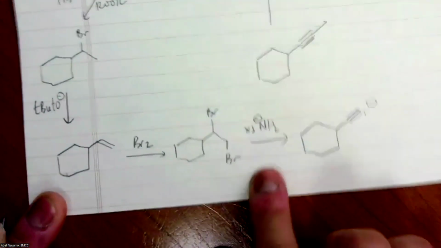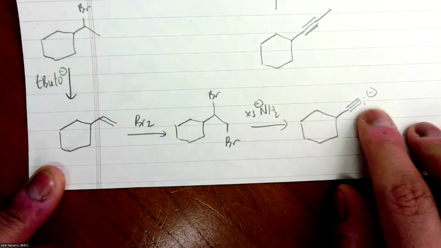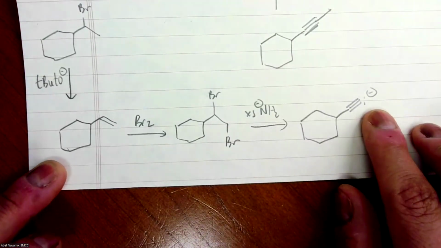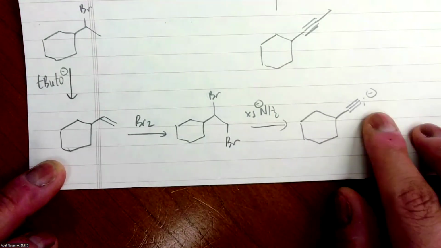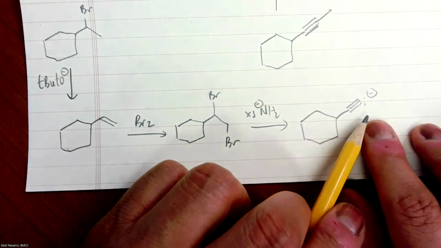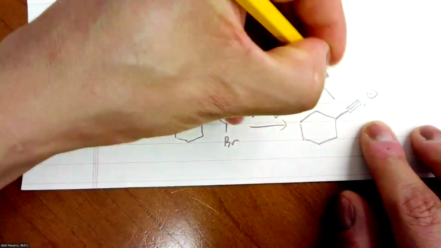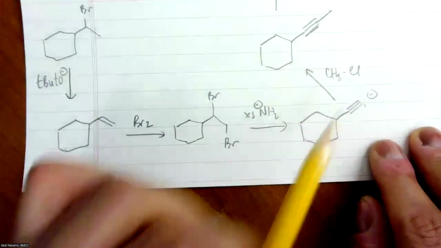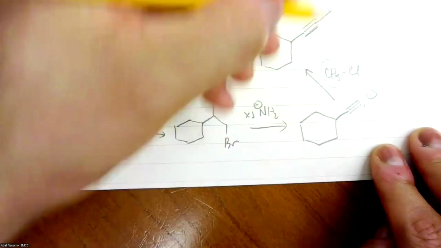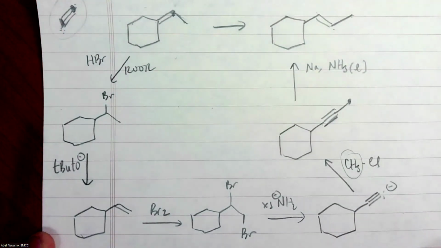Okay, excess amide. Now, do I need to add water? Professor, you said water before. Yes, I said water before if you want to make the neutral alkyne. But in this case, actually, I want to make the alkynide. Why? Because if I add methyl chloride, it will alkylate it. This methyl will be this methyl right here. And then I completed my path.